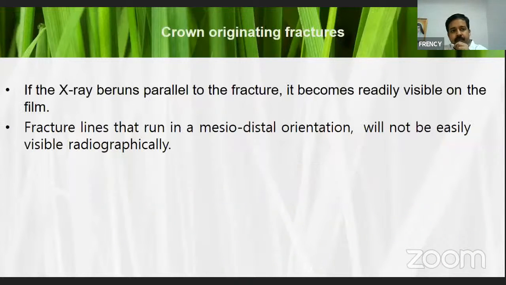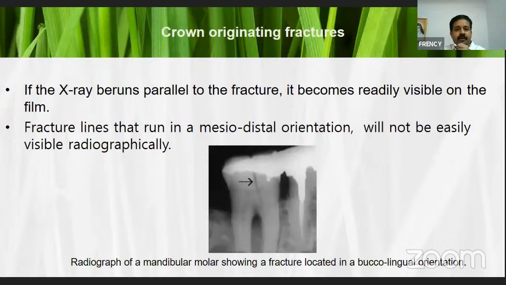So the main problem with crown originating fractures is that the X-ray beams run parallel to the fractures. If it is a parallel fracture, it becomes readily visible on the film. But if the fracture line runs in a mesiodistal orientation, it will not be easily visible radiographically. That is the problem in detecting crown originating fractures. Here, the fracture is located in a buccolingual direction, so it is easily visible.